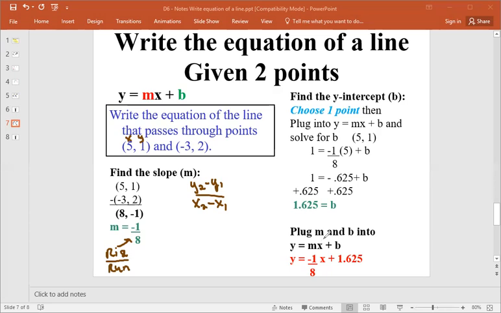And then to get my equation, I just plug back in the slope and the y-intercept. So y equals negative 1/8 x plus 1.625.